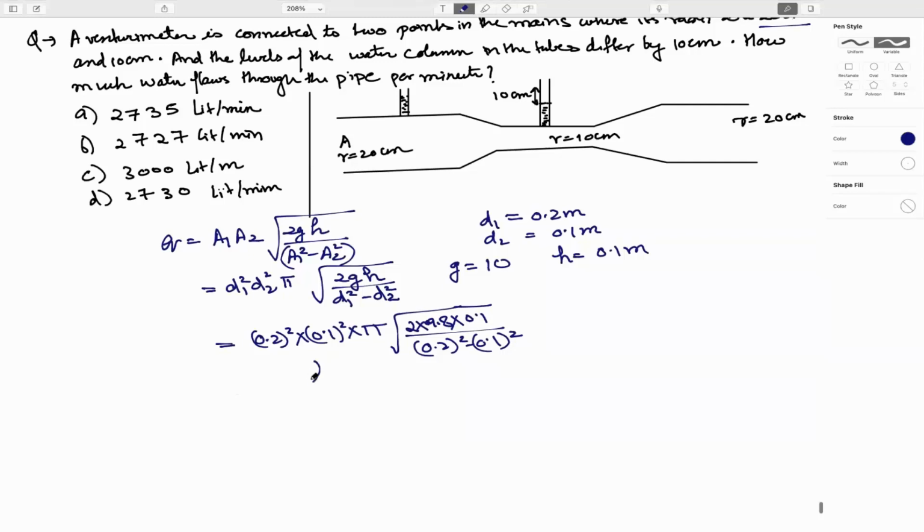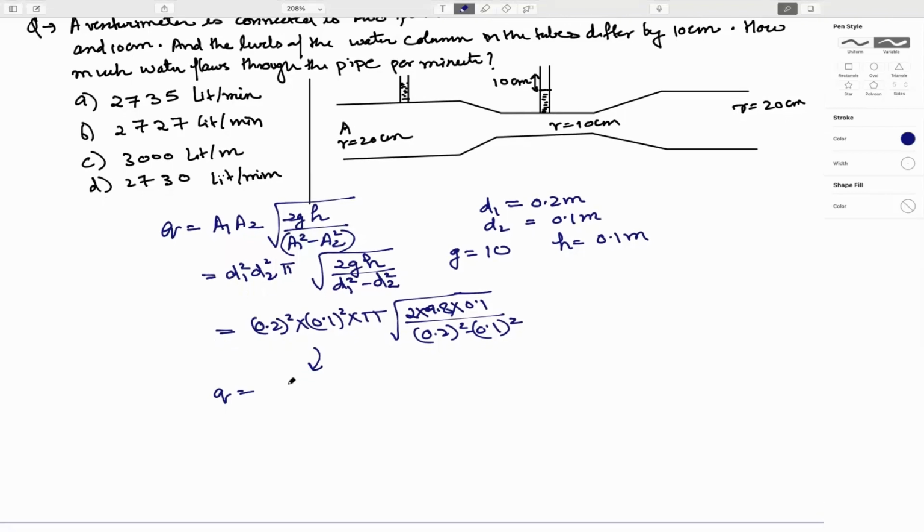The answer comes out in meter cube per second. So you can convert meter cube to liter and second to minute. One meter cube is 1000 liter and 1 minute is 60 seconds. Convert that and you will get the answer. After rounding off, we'll get 2727 liter per minute. Okay.